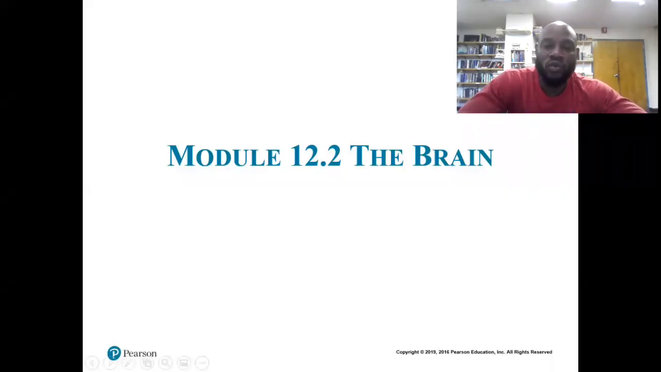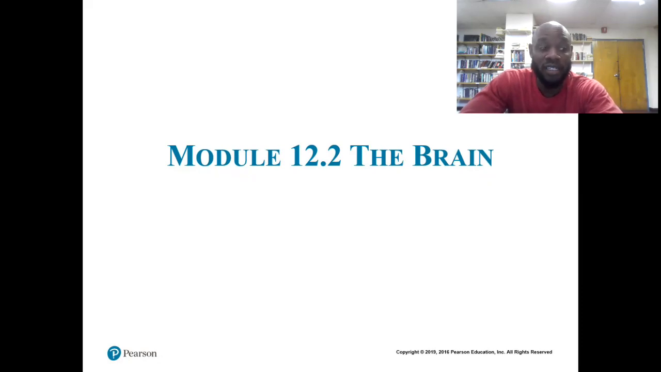Class. Continuing on with chapter 12, we discussed some of the basics of the central nervous system, which consists of the brain and the spinal cord. Now we're going to go into more detail in the structure of the brain. We've talked about the four major parts of the brain: the cerebrum, diencephalon, the brainstem, and the cerebellum.